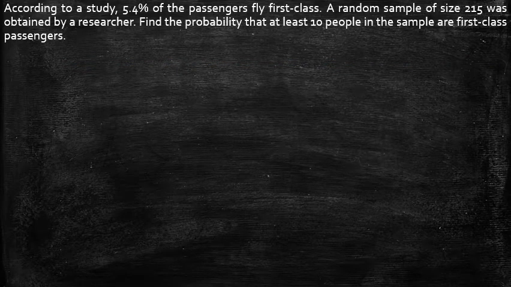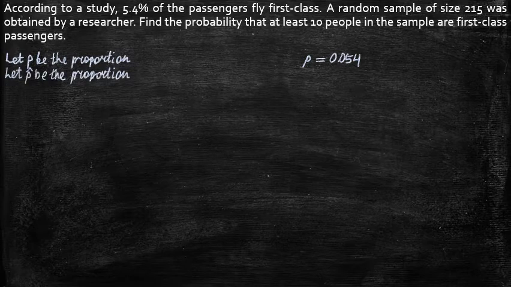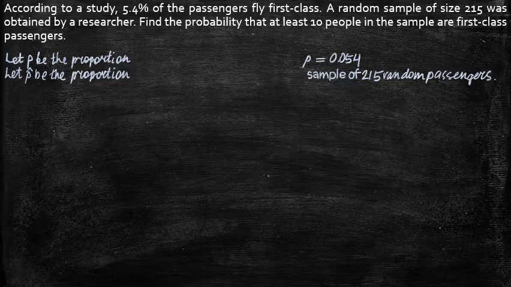To start solving this problem, we first have to introduce a proper notation. Let P be the proportion of all passengers that fly first class. Then, according to the problem, P equals 0.054. Now let P hat be the proportion of the sample of 215 randomly selected passengers that fly first class.